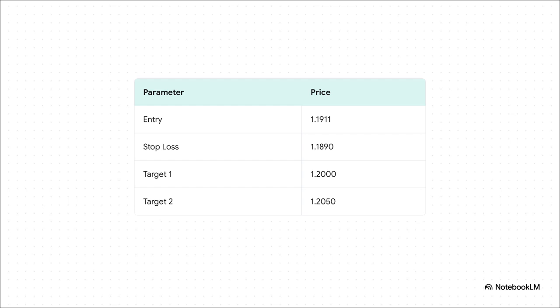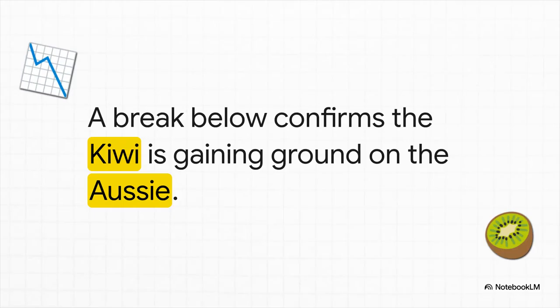We're looking at a long entry for the Aussie at 1.1911, paired with an incredibly tight stop loss at 1.1890. Take profit targets are aiming right back up at that 1.2000 resistance ceiling and potentially stretching to 1.2050. We are essentially trying to catch a highly technical bounce off structural support before the bears fully take over the wheel. But context is everything, right?